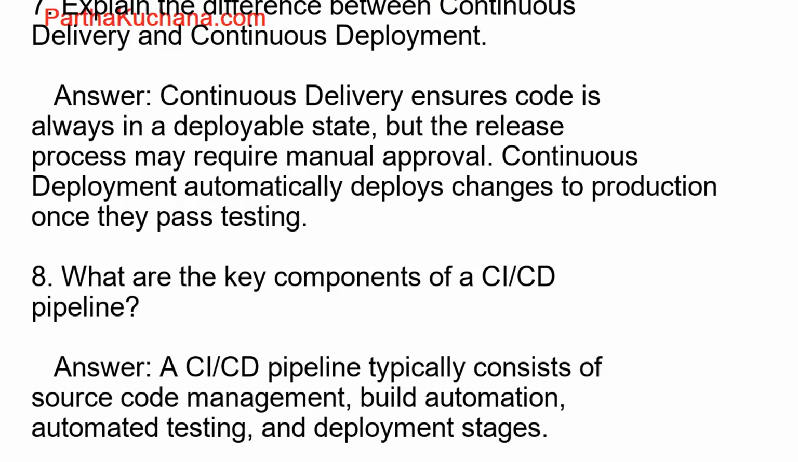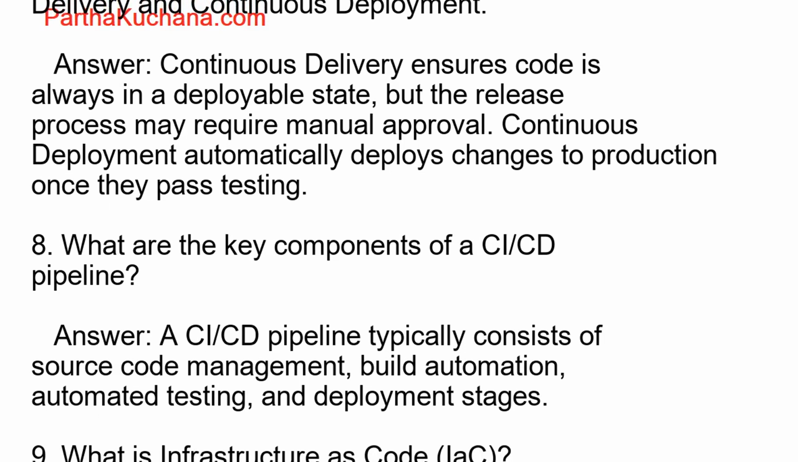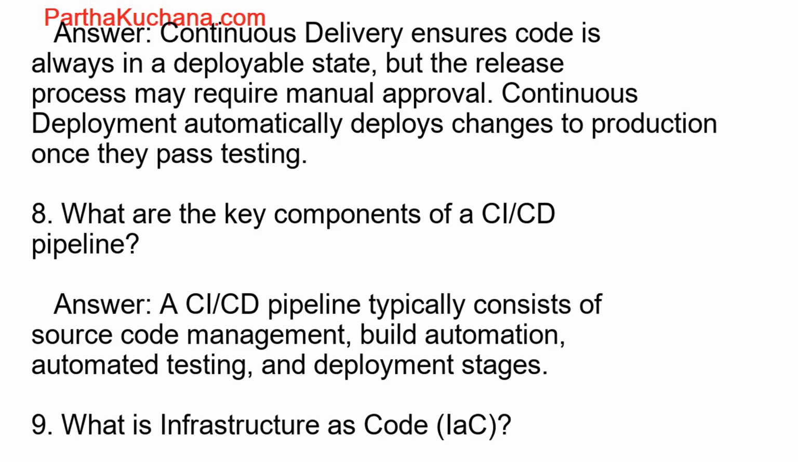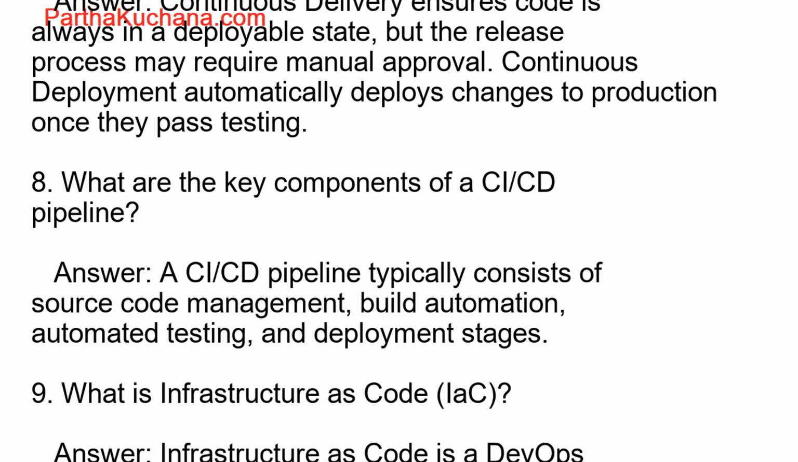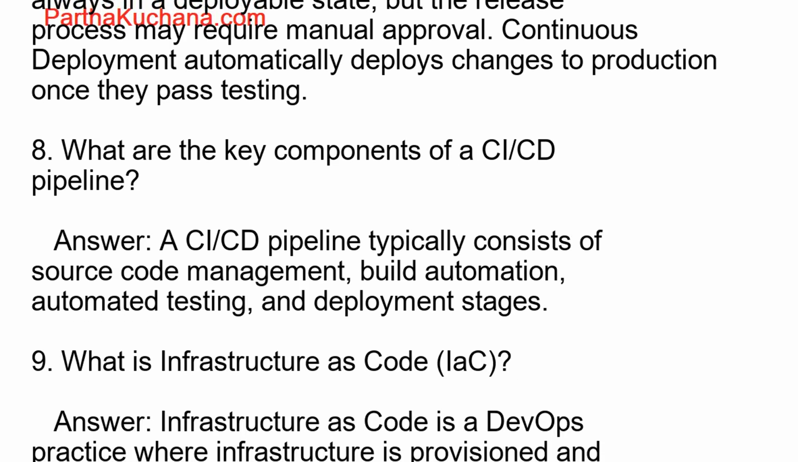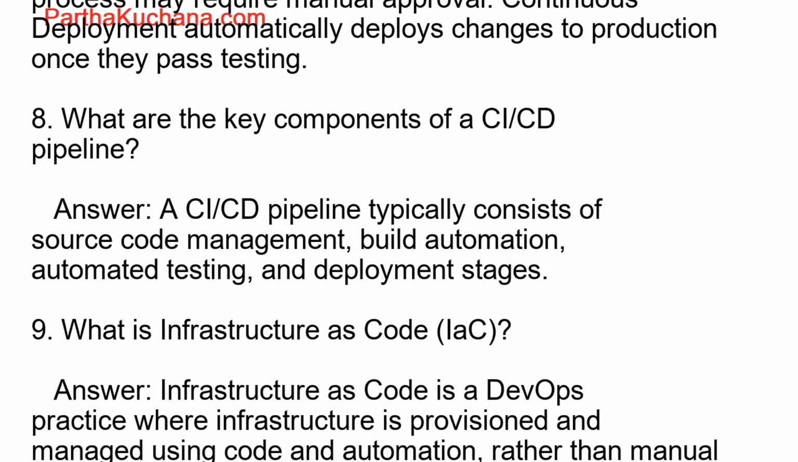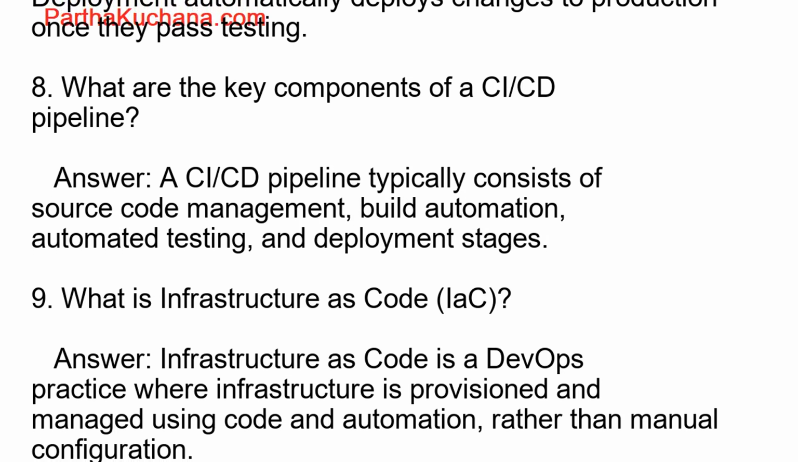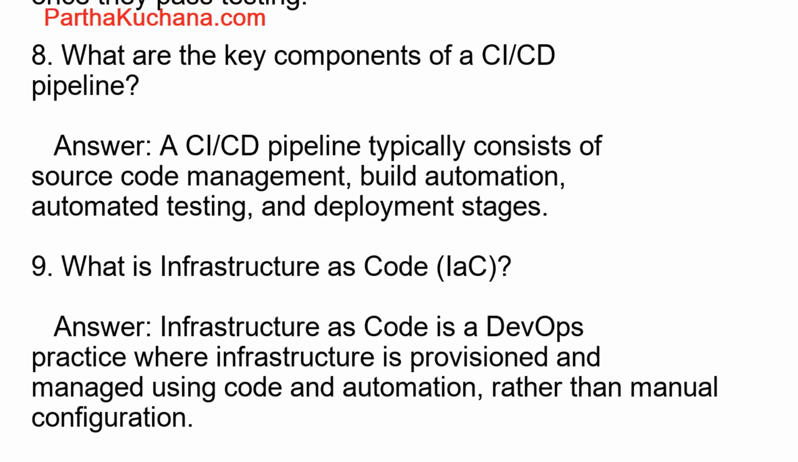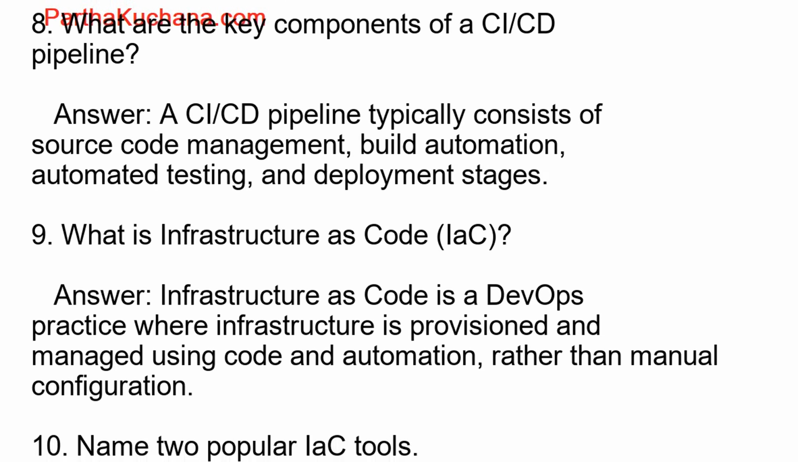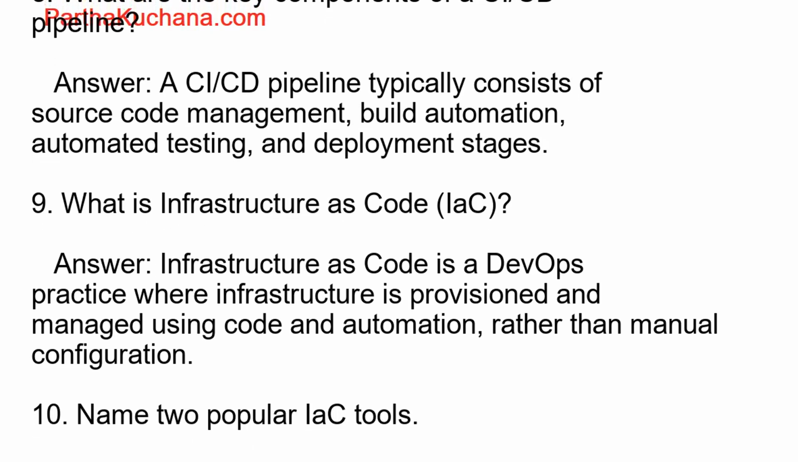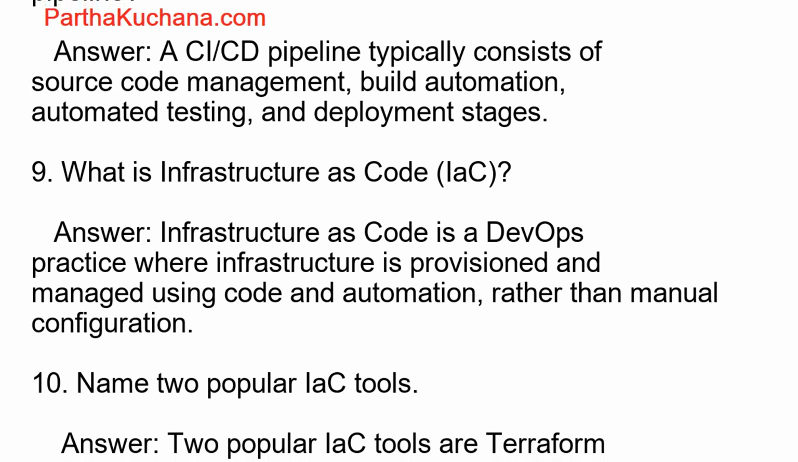9. What is infrastructure as code (IaC)? Answer. Infrastructure as code is a DevOps practice where infrastructure is provisioned and managed using code and automation, rather than manual configuration. 10. Name 2 popular IaC tools. Answer. 2 popular IaC tools are Terraform and AWS CloudFormation.